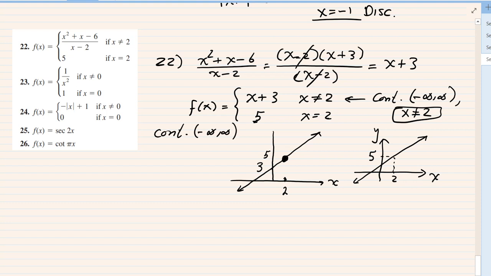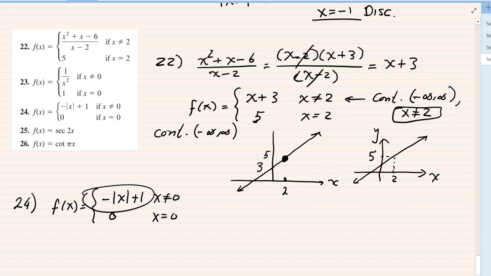Okay. Now let's take a look at number 24. In number 24, f of x is equal to negative absolute value of x plus 1 for anything but 0, and when x is 0, he defines it to be 0. Now the function itself at 0 is 1, right? This function, when you plug in 0, you get 1. So he's actually defining a different point.